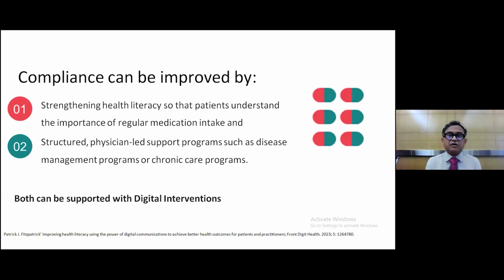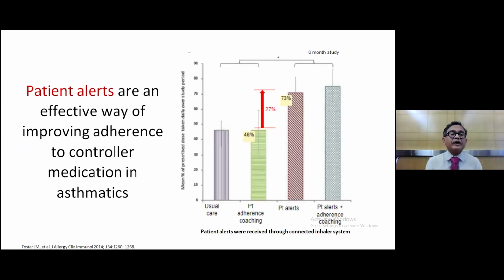But I told you just now that constant education is required, but just mere education is not enough. There should be a structured physician-led support program, such as a disease management program or a chronic care program. And that will really improve the compliance. And many times, just talking to the patient is not enough. We should have some platforms where we can improve the compliance.